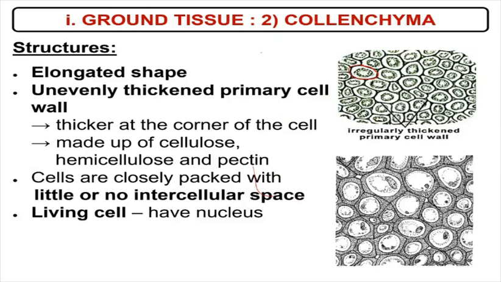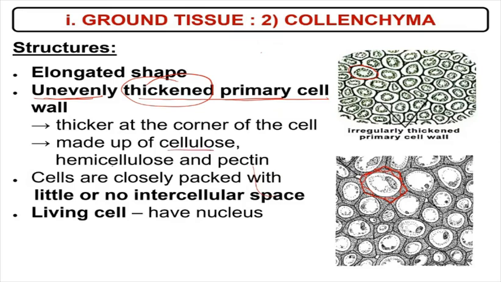The difference between collenchyma and parenchyma is that they have a thickened primary cell wall. Masih lagi primary cell wall tetapi dah ada thickening, dah ada penebalan, lebih tebal. But the thickening is uneven, maksudnya tidak sama. The thickening usually occurs at the corner of the cell. Kan ni polygonal, jadi dia akan kat sini deposition menyebabkan sudut-sudut itu lebih tebal berbanding sisi yang lain.